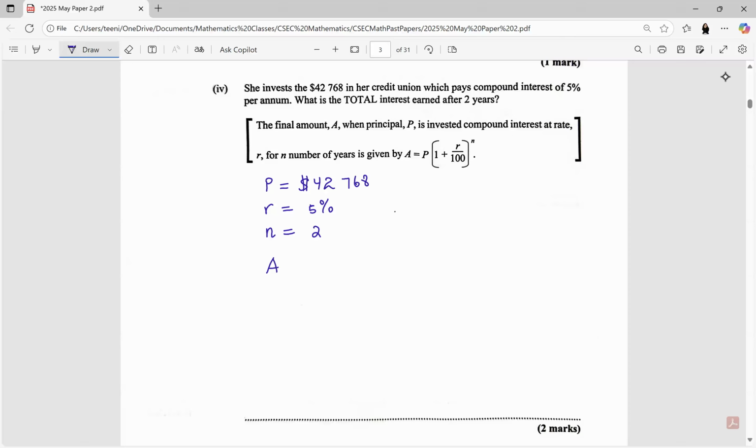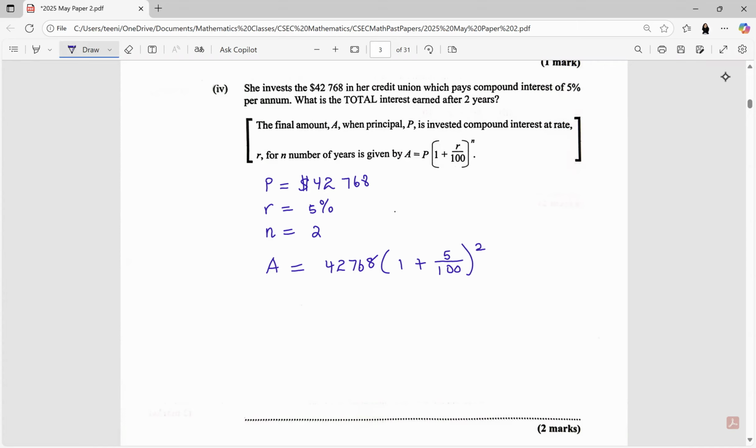So her final amount that she would have earned after the 2 years will be 42768 multiplied by 1 plus. Now you could write 5% as 5 over 100, or you could write it as a decimal as 0.05, however you want to do it. But I'm just going to write it exactly as they stated it here in the formula. So I'll put 5 over 100, all raised to the power of n, which is 2.